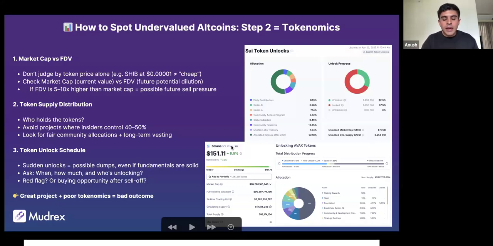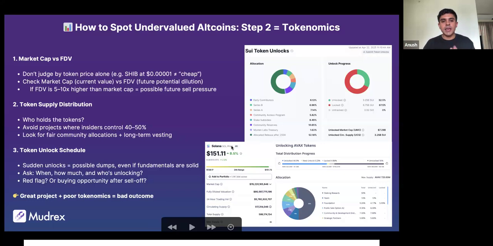You can usually find token distribution charts in the project's white paper or tokenomics section, and even on platforms like I mentioned, CoinMarketCap and CoinGecko as well. Also, you can use blockchain explorers like EtherScan, SolScan for Solana to actually see which wallets are holding how much of the token. If one or two wallets hold 40 to 50% of the total supply, I would say stay away from that project. All right.